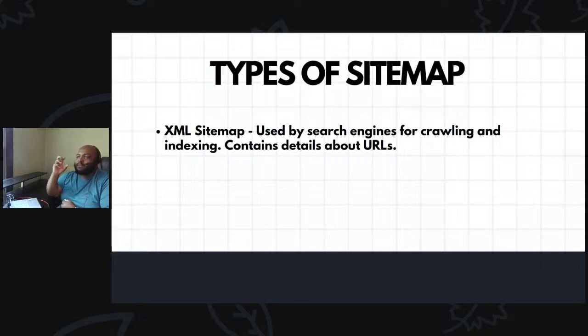When I say crawling, that's the process that a search engine will do to review the content on a page to determine what that page is about. And then indexing is just logging that information in a database that can be served up later. And this contains all the details about your website.